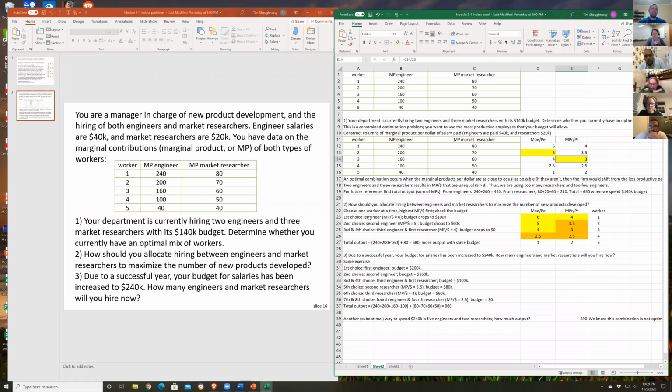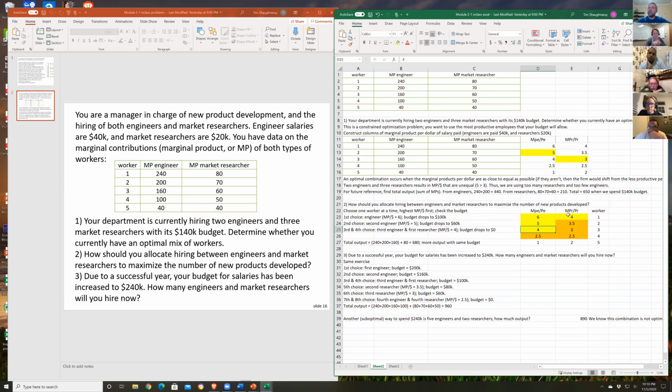And we end up saying, okay, what is the optimal mix? And I end up concluding that it is 3 engineers and 1 researcher. And look at that, they line up so nicely. I mean, these are exactly the same. Marginal products per dollar are exactly the same, and you exactly spend all of your budget. So I'm like, oh, this is perfect.